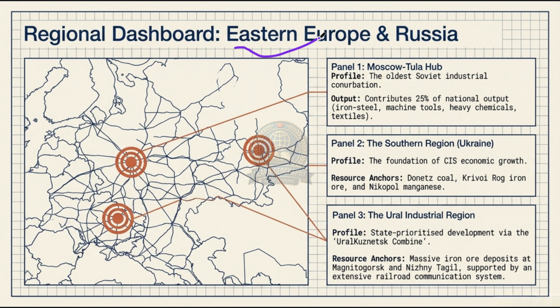Then Eastern Europe and Russia. Moscow and Tula Hub, the oldest Soviet industrial conurbation, contributes 20% of national outputs like iron, steel, machinery tools, heavy chemicals, and textiles. Then region 2, the southern region, Ukraine, the foundation of CIS economic growth, computer and information technology. And resource anchors: Donetsk coal, iron, and manganese.